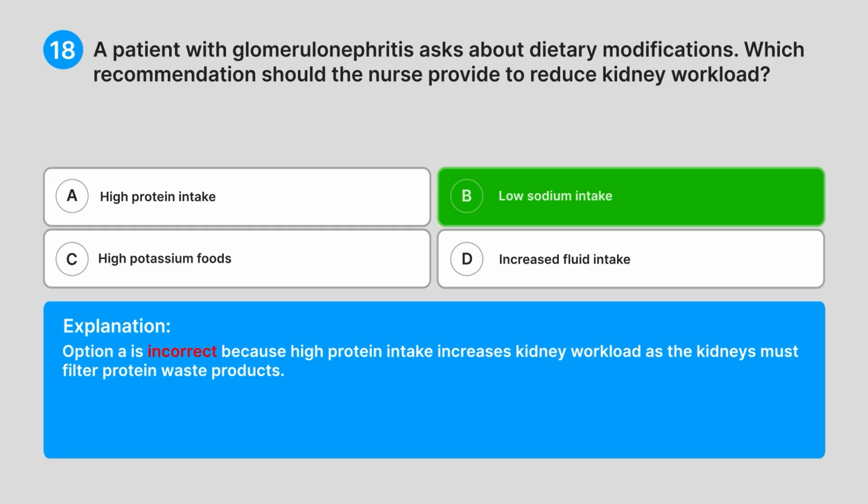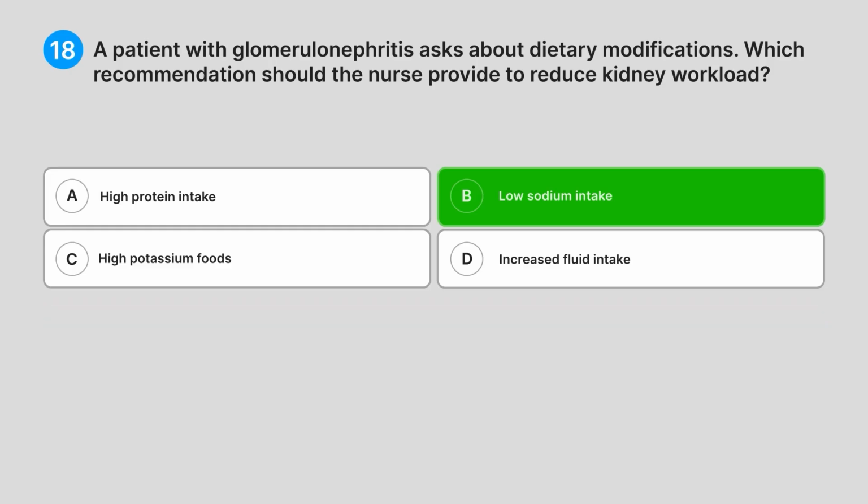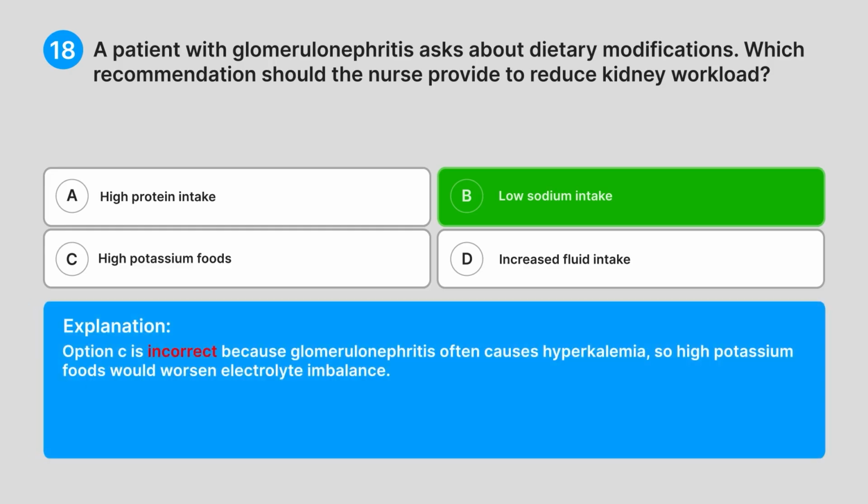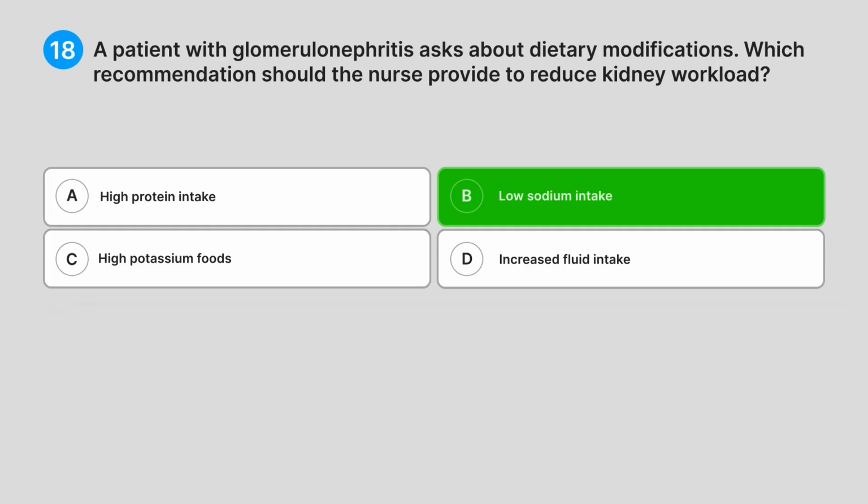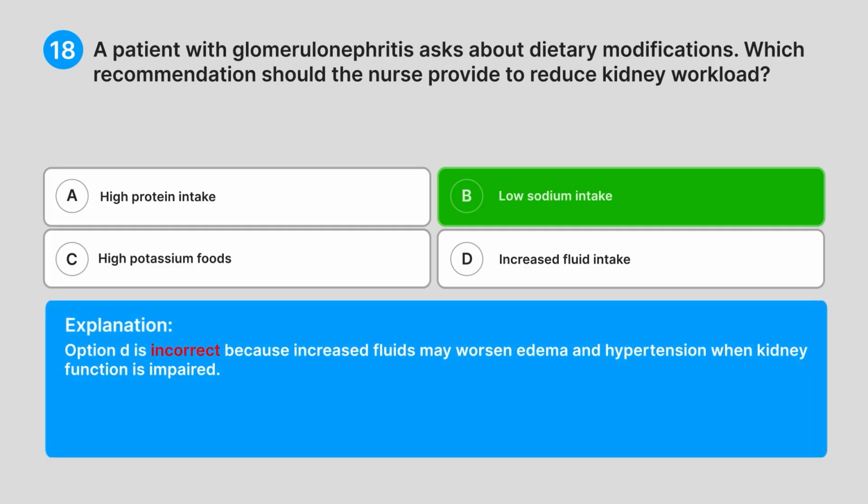Option A is incorrect because high protein intake increases kidney workload, as the kidneys must filter protein waste products. Option C is incorrect because glomerulonephritis often causes hyperkalemia, so high potassium foods would worsen electrolyte imbalance. Option D is incorrect because increased fluids may worsen edema and hypertension when kidney function is impaired.